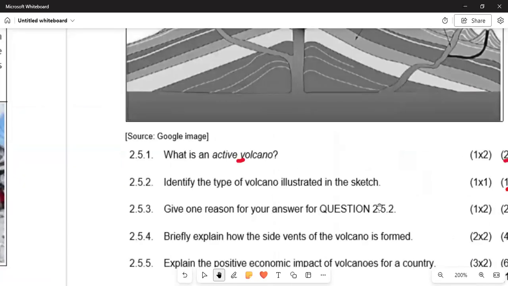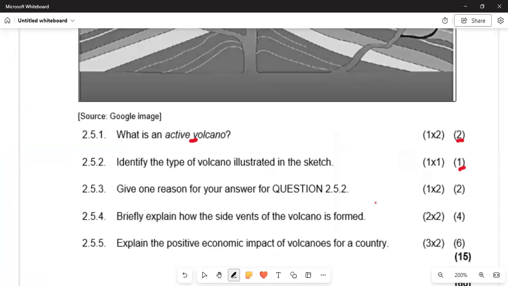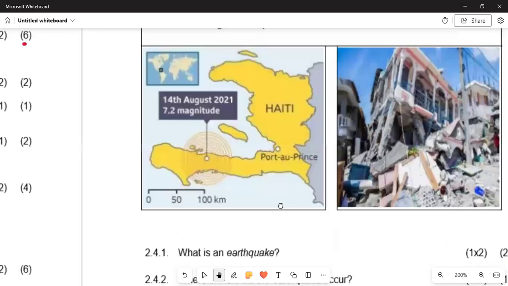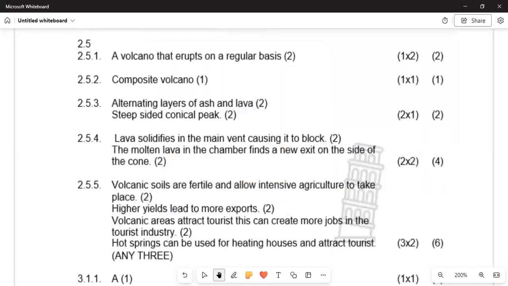And then we are having 2.5.4, explain how the side vents of the volcano are formed. So we wanted the formation and the reason. Those are the 2 major aspects that we are looking at. We are saying we have the alternating layers of ash and lava as evidence that it is a composite volcano, and the steep-sided conical peak, which I've shown you on the picture. So the reason is that the lava solidifies in the main vent, causing it to block, and the molten lava in the chamber finds new exits on the sides of the cone. Then you are getting your marks continuously.